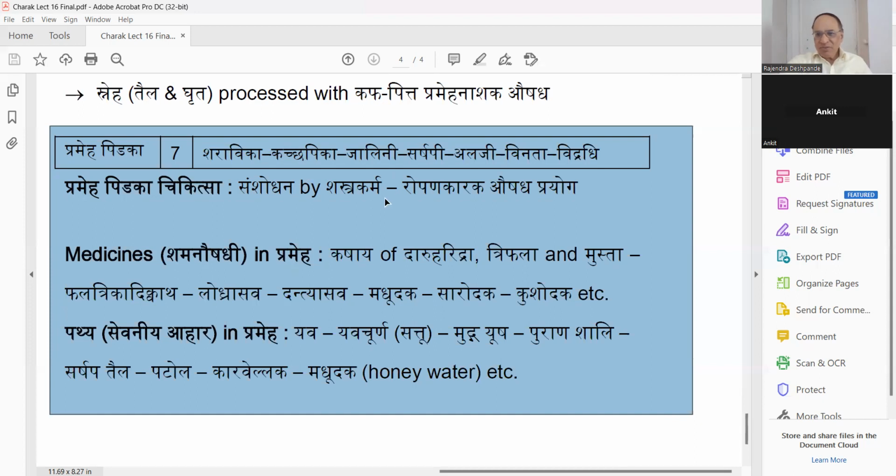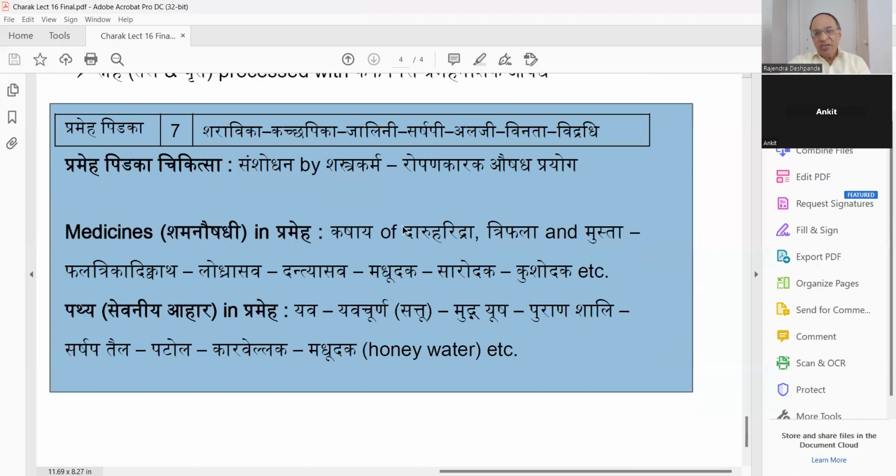For the management, sometimes minor surgery can be advised. Then Vrana Shodhana and Vrana Ropana are done by Ayurvedic management. Some medicines can be used internally, like a decoction of Daru Haridra, Triphala, and Musta. Daruharidra is Kledanashana, Triphala is also Kledanashana, but Triphala is my laxative. Musta, Nagarmotha, is the best Amapachak. Phalatrikadi Kada is available in the market. Lodhrasava, Dantyasava are available. Madhudaka, Madhu and Udaka, Sarodaka and Kushodaka.